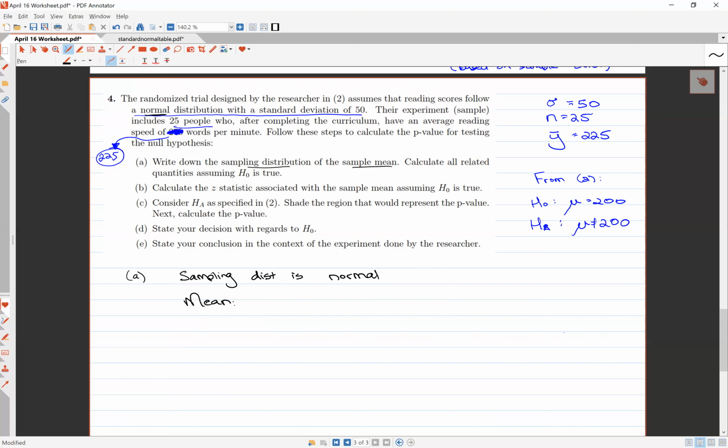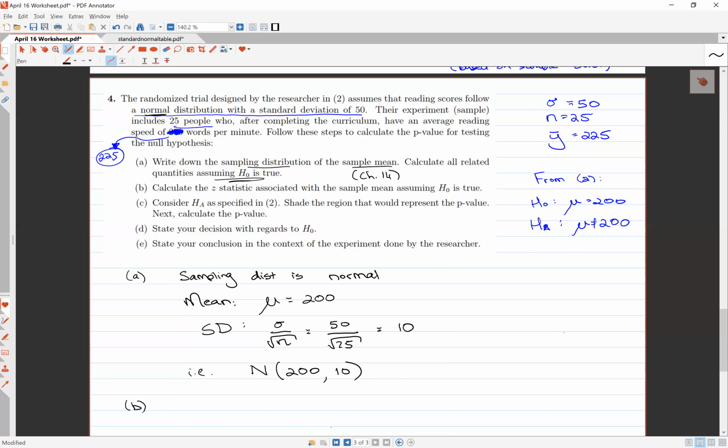And the mean of the sampling distribution, this comes from chapter 14, is just the same as the population mean, which we have under the null hypothesis. So that's 200. And the standard deviation is sigma over square root of n for the sample mean. So this would be 50 over square root of 25, which is equal to 10. In other words, we have a normal distribution with a mean of 200 and a standard deviation of 10.